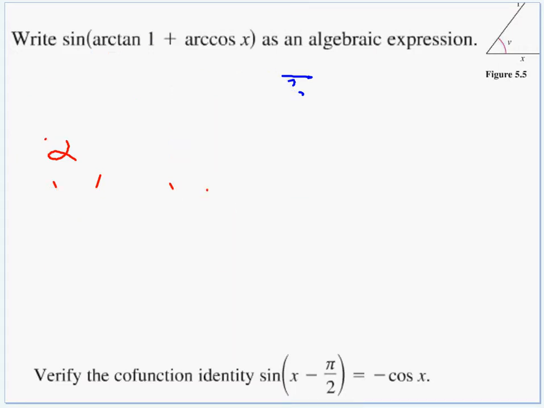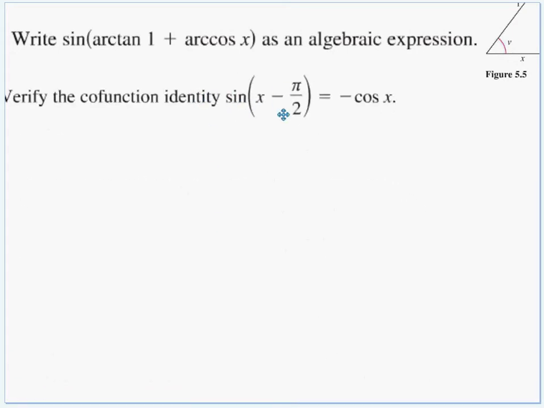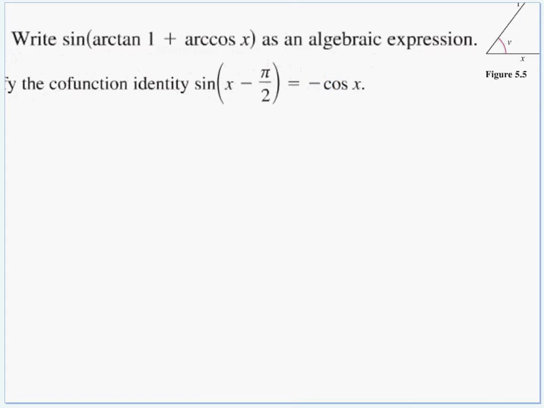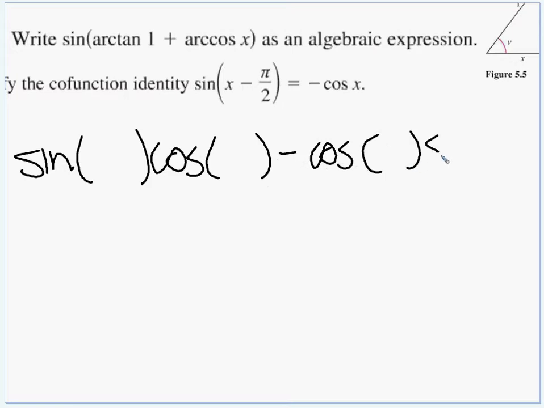Okay. And then we have the verify the identity. Here is the sine of x minus half pi. Should be the same as negative cosine. So we go to the sine of a difference formula. That will be sine cos minus cosine. And in goes the angles. First thing goes in as an x, and then a half pi, and then an x, and then a half pi.